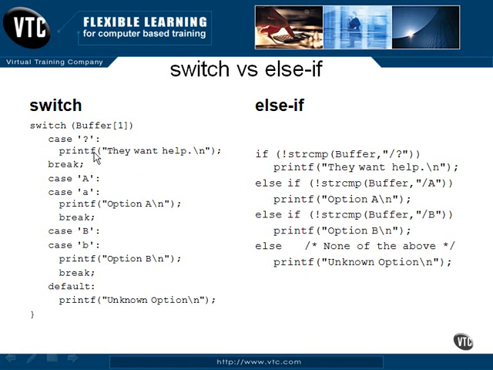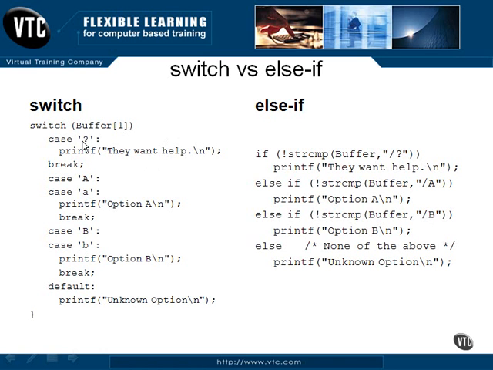Well, here's how we do it in a switch. We switch on buffer sub 1. Remember, buffer sub 0 has this slash in it, and buffer sub 1, the next character over, has this question mark or an A or a B or something we don't know. So we are going to switch on just the one character and skip over the slash.